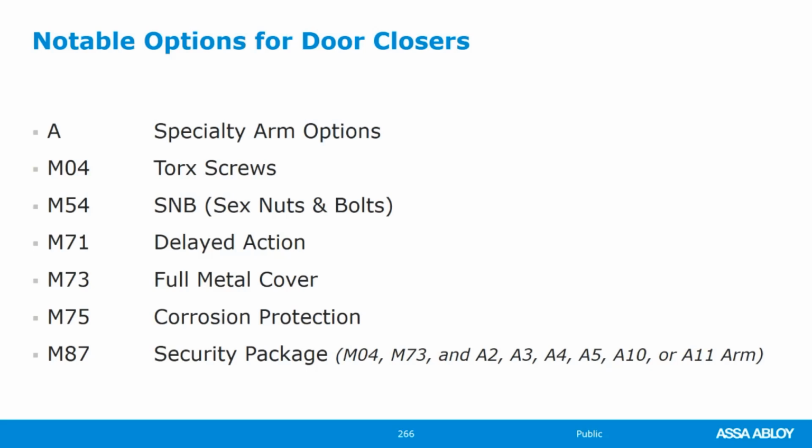If you're using something in a detention or light prison application, our security package gives us our metal cover, our security screws, and then one of those special arms. You can specify which arm, obviously, you want. That is our M87 package. And we had someone ask in a previous session, is it cheaper to buy the M87 or buy the individual components? It's pretty much a wash. It's more of a convenience thing for the customer, having to add one option versus three.